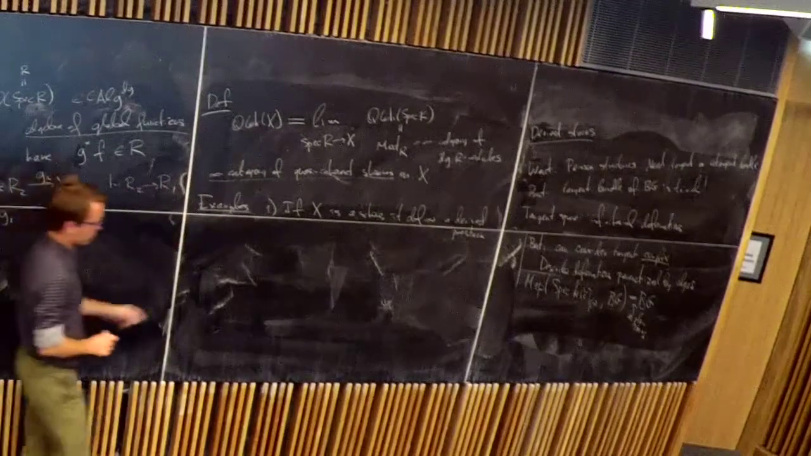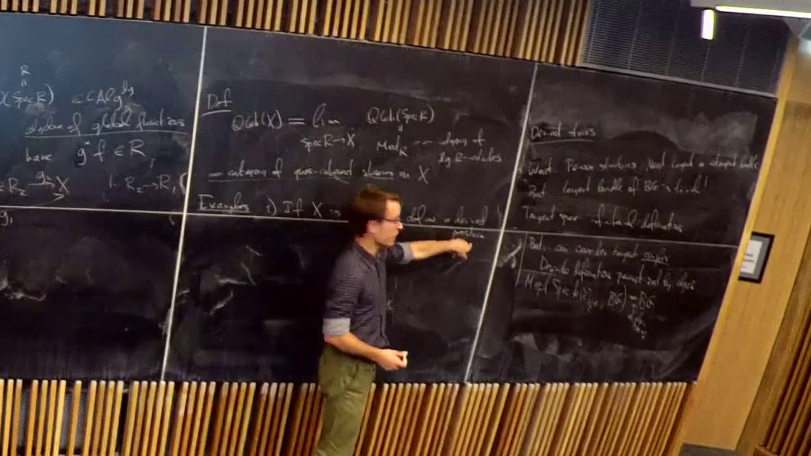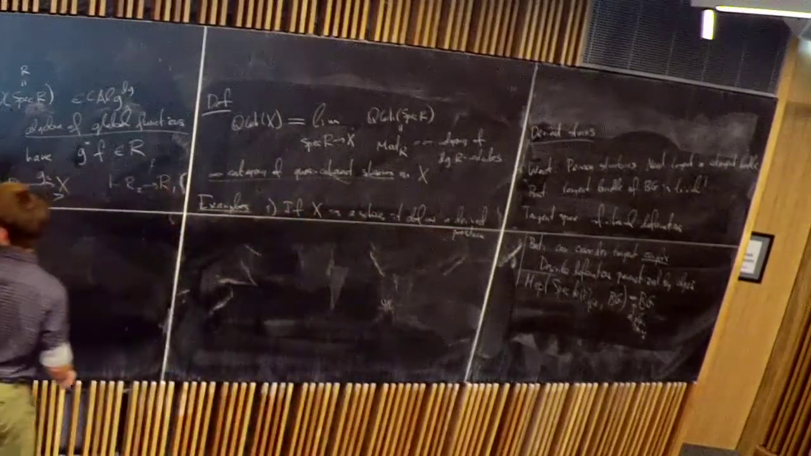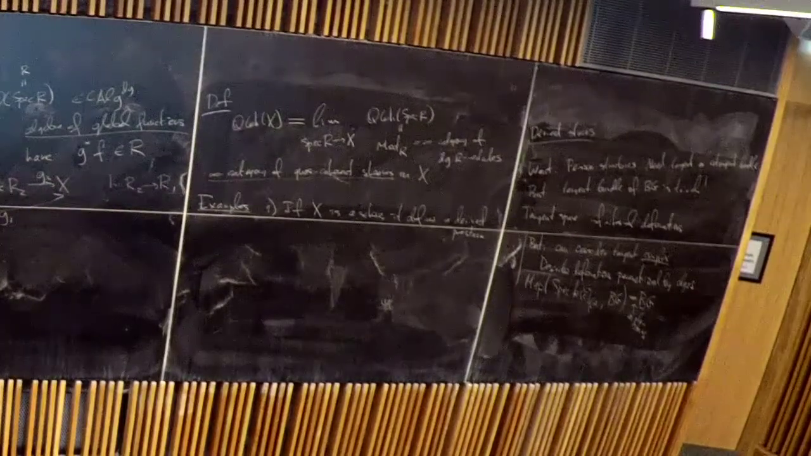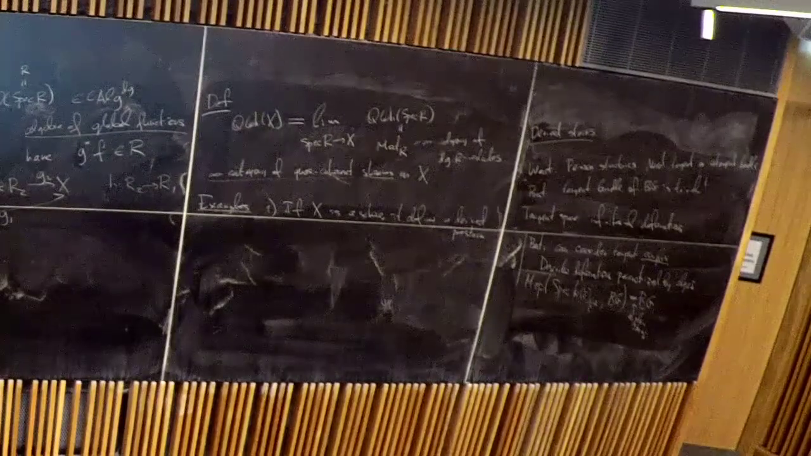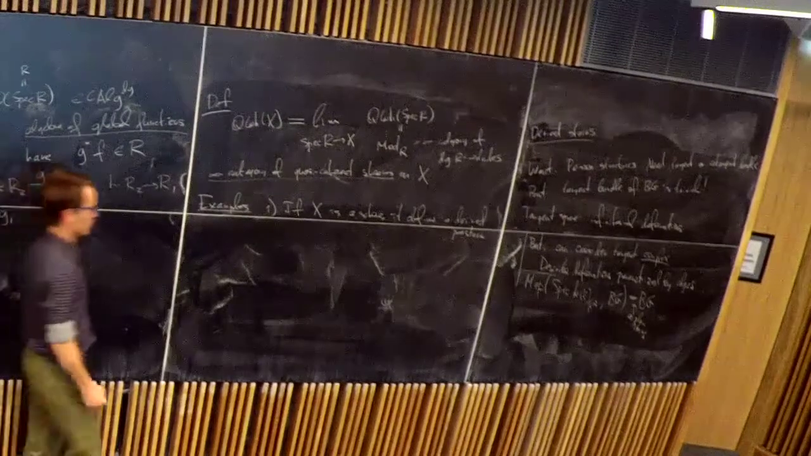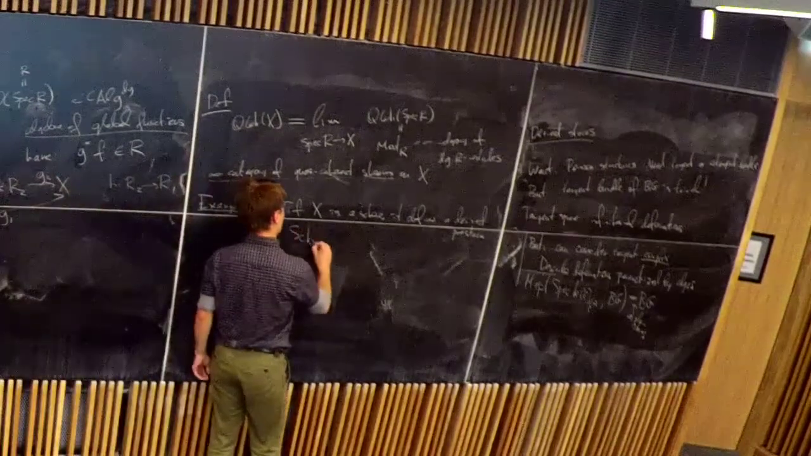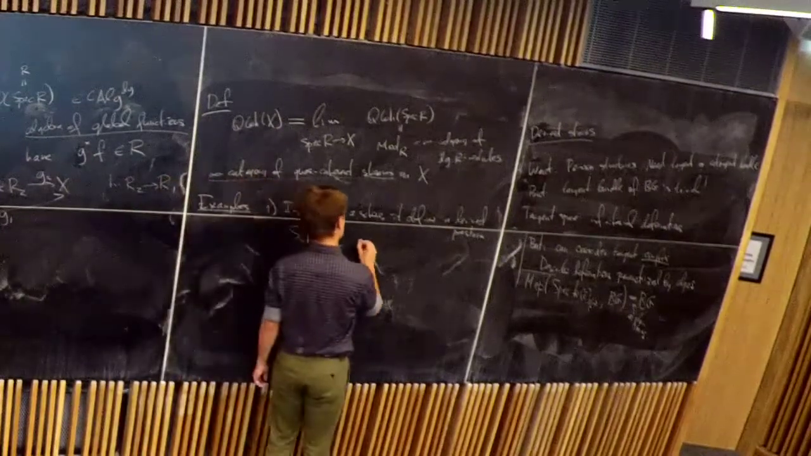The idea is that if you have an affine scheme, you know how to define a derived free stack. Because if you have an ordinary commutative algebra, in particular it's a commutative DG algebra, so this definition makes sense. And then this works, for instance. So there's a fully faithful embedding of schemes into derived free stacks.